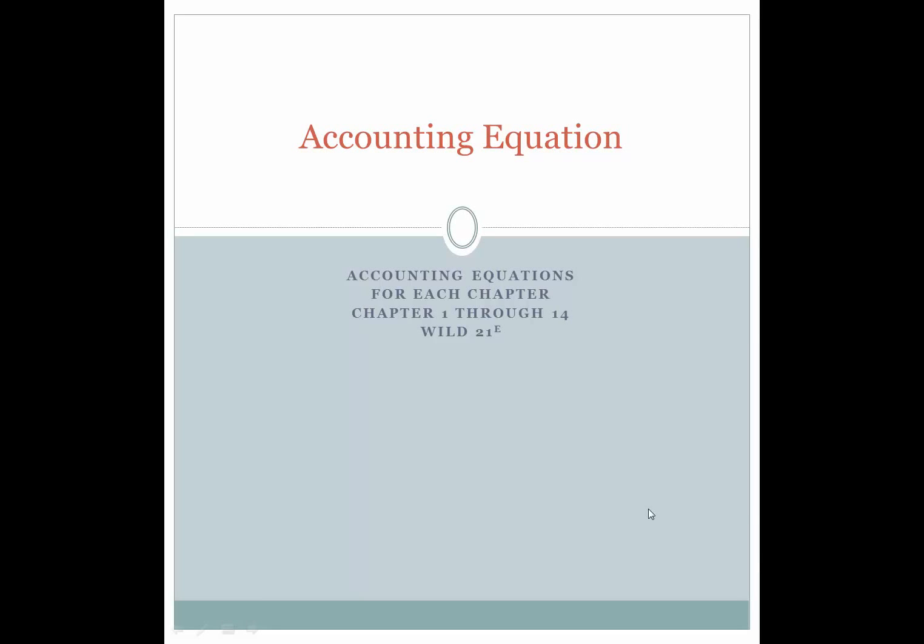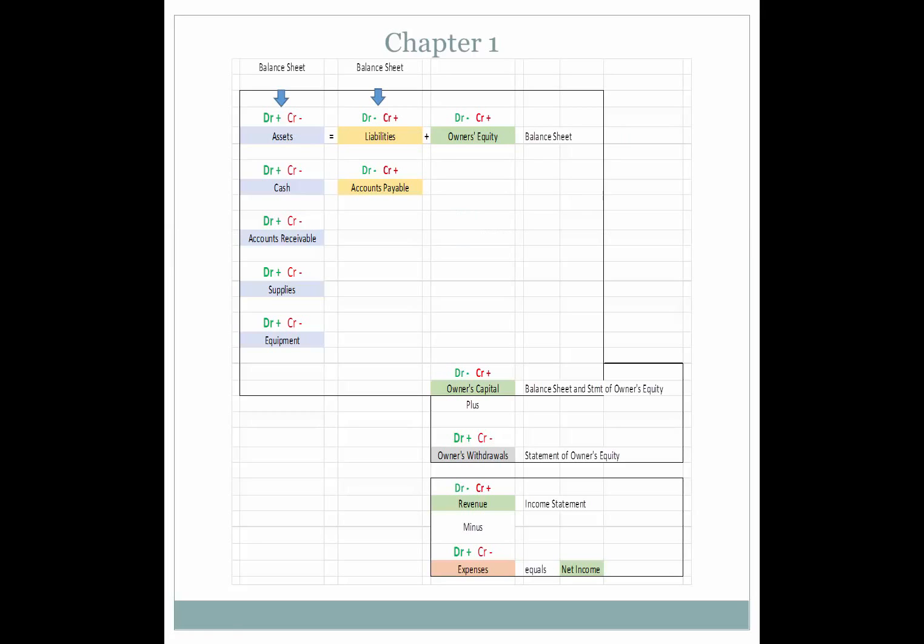Accounting equation. These are all of the accounting equations for Wild 21st edition, chapters 1 through 14. I often refer to these during the lecture notes, so I wanted you guys to have this up at the site so you can look at them.